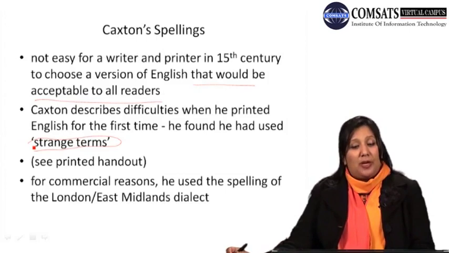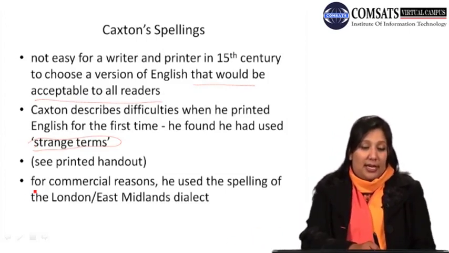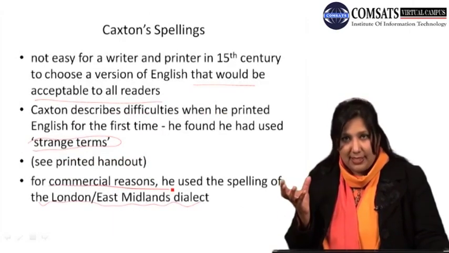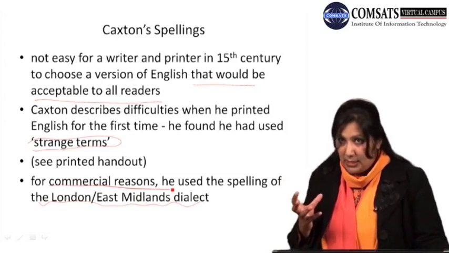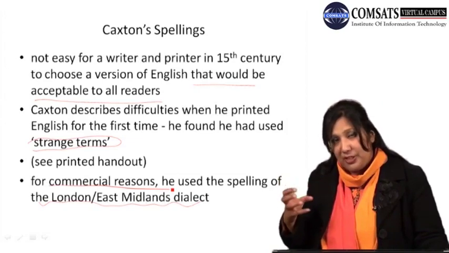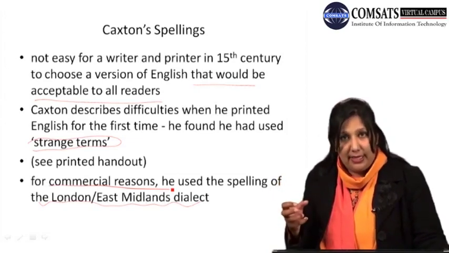Now for commercial reasons, he used the spellings of the London East Midland dialects. Yes, a very important point. When he was worried about which thing he should choose or leave, he actually came to one conclusion. He used the spelling of the London or the East Midland dialects. There was one dialect that was rising. London was prosperous. London was the center of England. London had academia, intellectuals, social and political activities, the royals, everything.